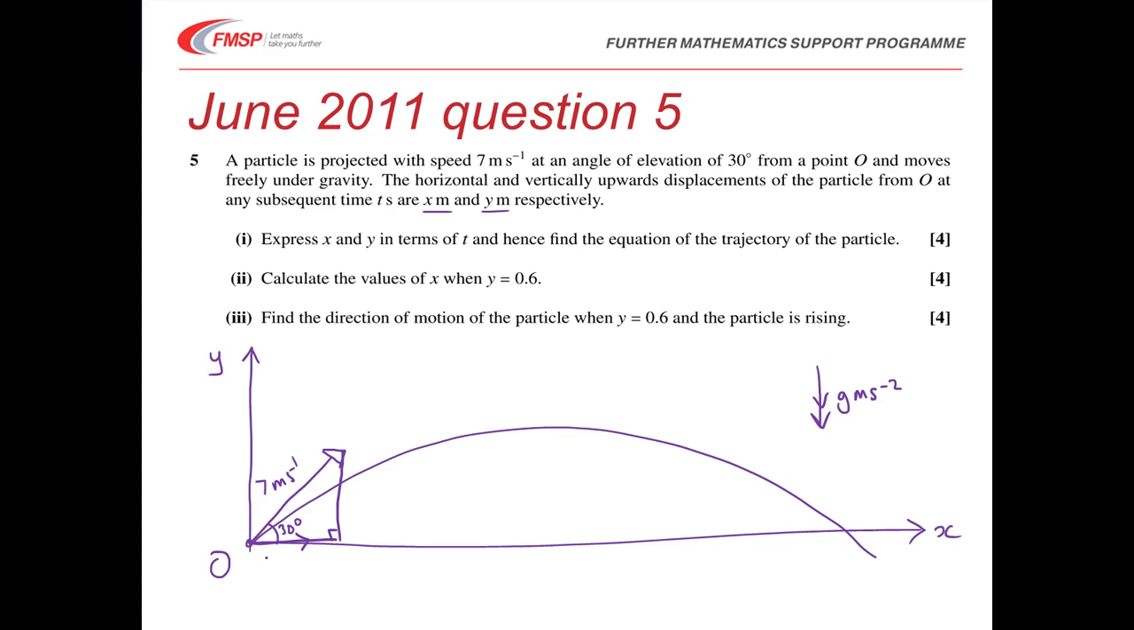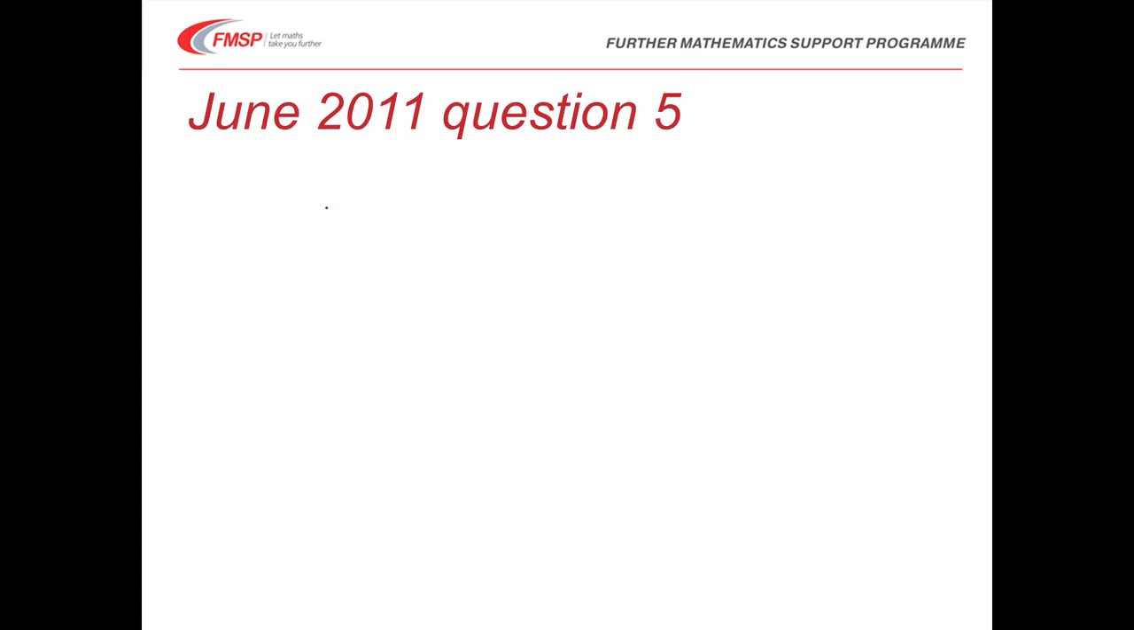And the horizontal component, the one next to the angle, will be 7 cos 30, and the vertical component 7 sine 30 degrees. What do we need to do with that? Express x and y in terms of t. So we're looking for 2 expressions, x in terms of t and y in terms of t. And then, hence, putting those together, find the equation of the trajectory of the particle. So they've reminded us how to do that. Okay, let's go ahead with that then.